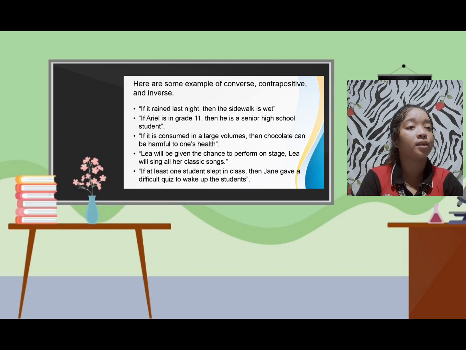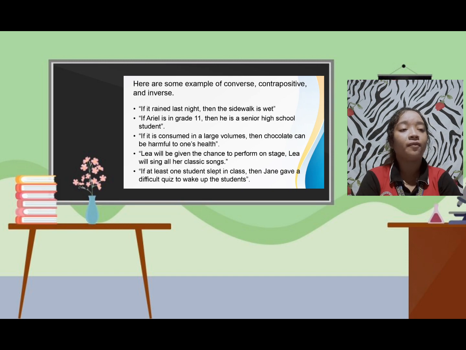For the contrapositive of this statement, you need to find first the negation of Q implies the negation of P. So the contrapositive of this statement is: if chocolate is not harmful to one's health, then it is not consumed in a large volume. So next, let's find the inverse of this statement.